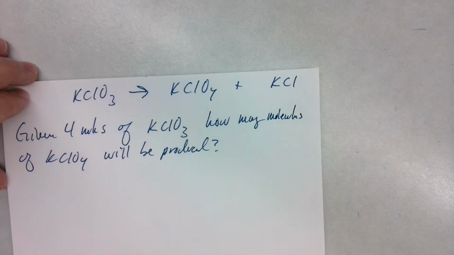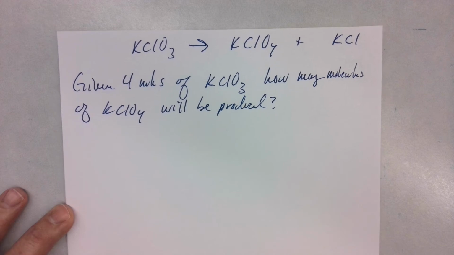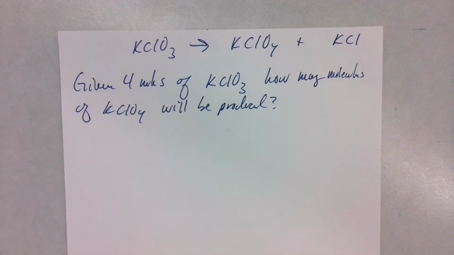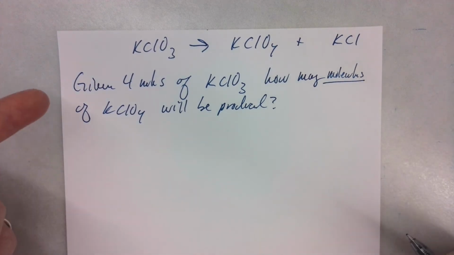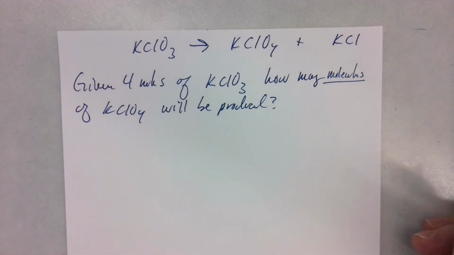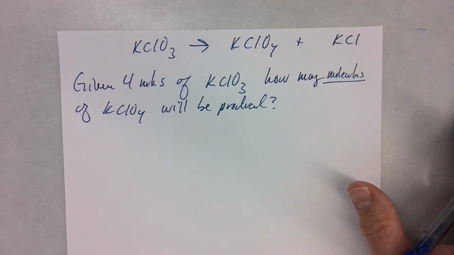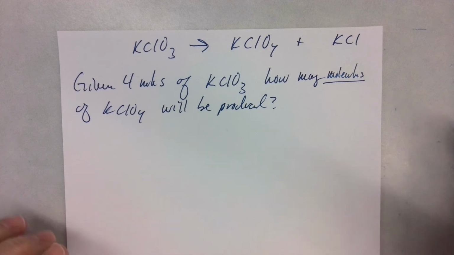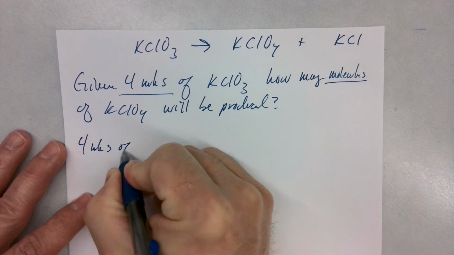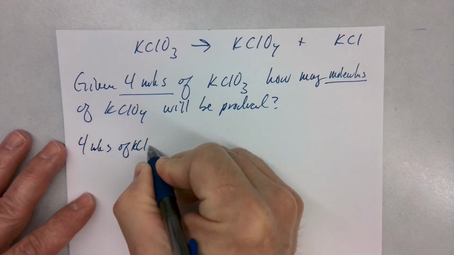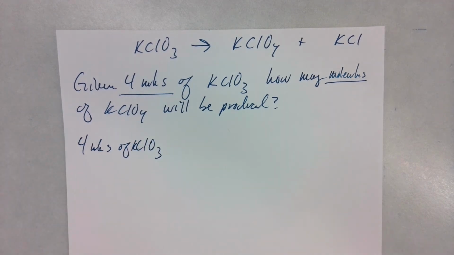Let's go: molecules of KClO4 will be produced. So we've done it in grams, right? We've looked at it in moles. Now let's say I want to look at it in molecules. What is nice about this question? Did they do anything to help us out here? I don't have to go from grams because it already started in moles, right? So I know that I'm going to start with 4 moles of KClO3, right? That's where I'm starting.